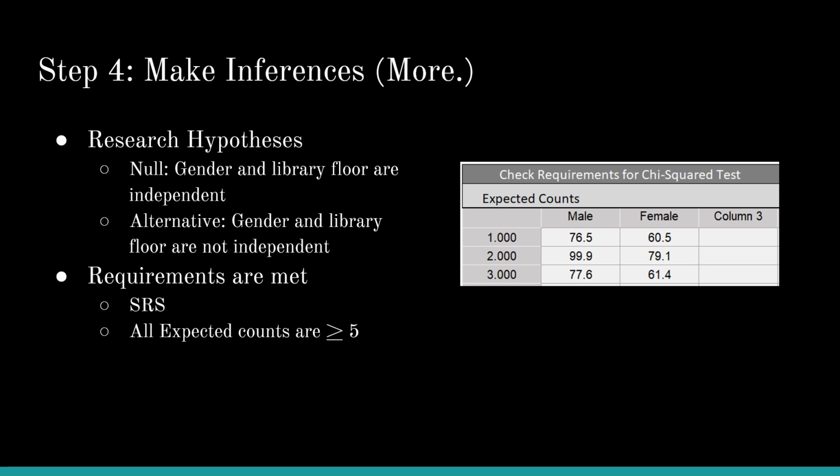Step 4 is make inferences. So our null hypothesis is that gender and library floor are independent. Our alternative is that gender and library floor are not independent. The requirements for the chi-squared test are that there's a simple random sample and all expected counts are greater than or equal to 5, which both of them are met.